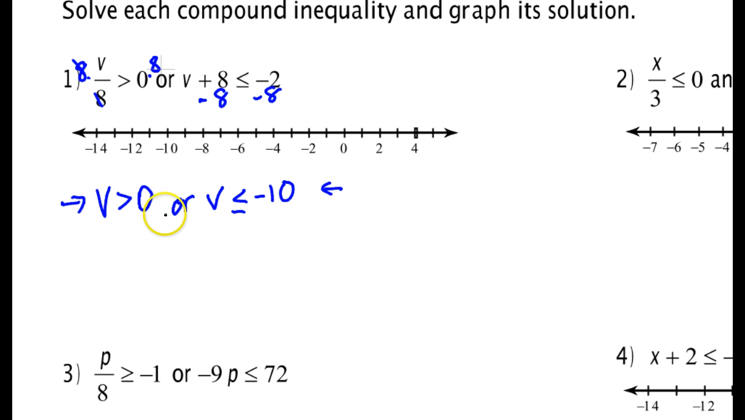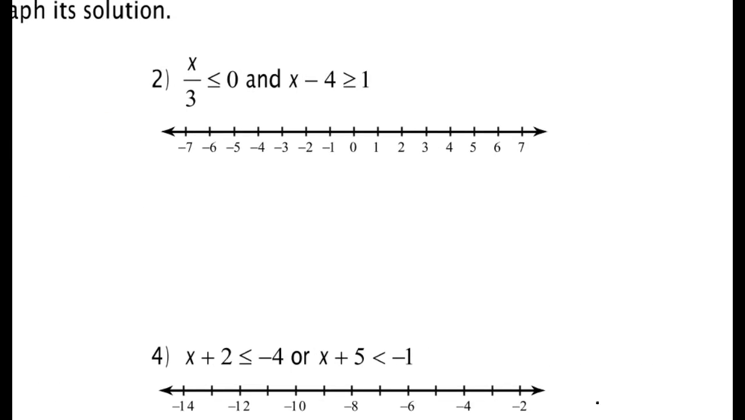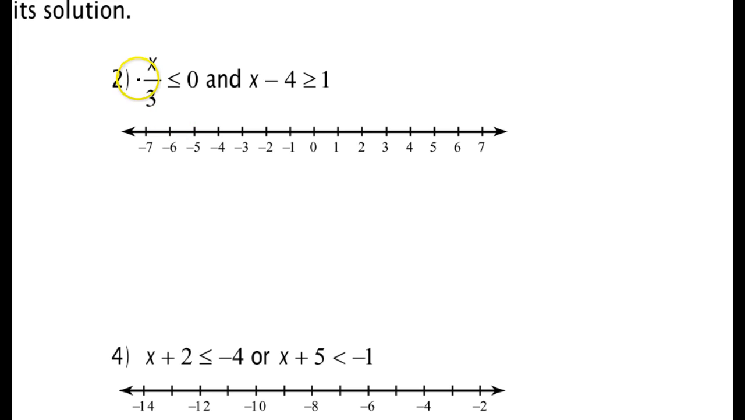So, nothing really weird about this. One at 0 going this direction. Negative 10. Notice how this one's a solid dot, and it's going less than, going the other direction. Nothing too unusual about that. Just a standard problem. Same idea for number 2 though. X divided by 3, so undo by multiplying by 3 on both sides.